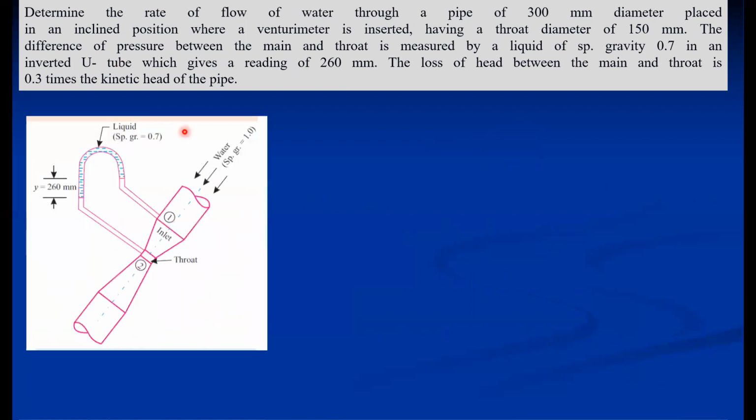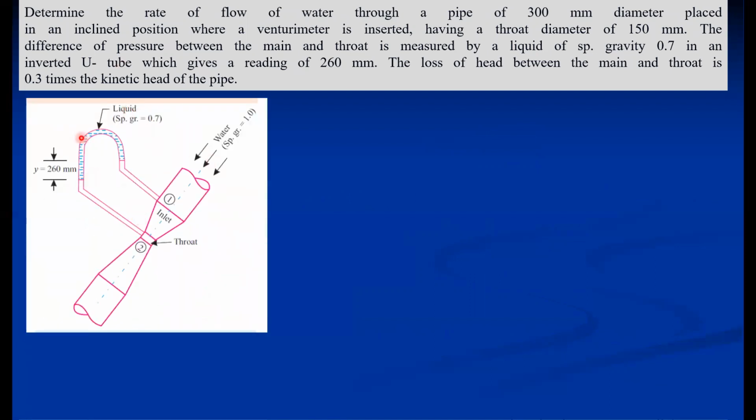Now here we consider the inclined pipeline with an inverted U-tube manometer. So determine the rate of flow of water through a pipe of 300 mm diameter. So this is section 1 of 300 mm, placed in an inclined position where the venturimeter is inserted, having a throat diameter of 150 mm. The difference of pressure between the main and throat is measured by a liquid of specific gravity 0.7 in an inverted U-tube differential manometer, which gives the reading, that is the X value, of 260 mm.